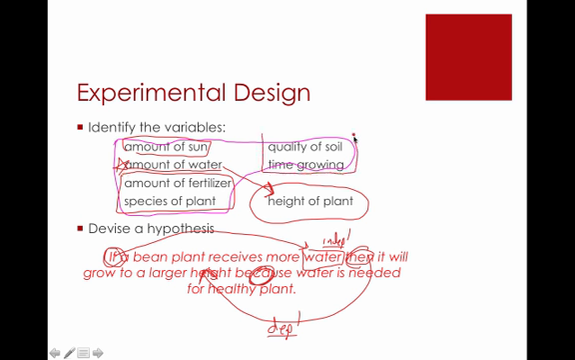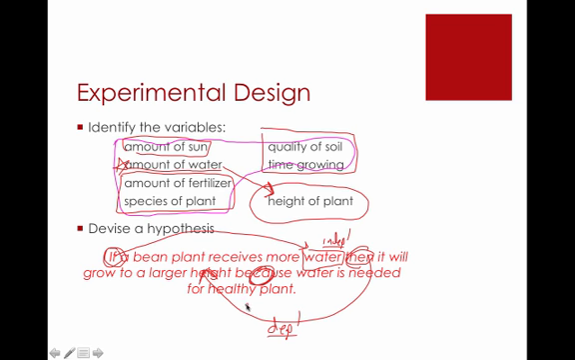So this guy, the amount of fertilizer used, the species of plants, all of these factors have to be controlled in the experiment. If you change the quality of soil, we won't know if the plant height was different because of how much water we had or because of the quality of the soil that we use. So these guys have to be held constant. So these become our controls. So amount of water is our independent variable. Height of the plant is our dependent variable, and then everything else we can think of ends up being our controls for the experiment.